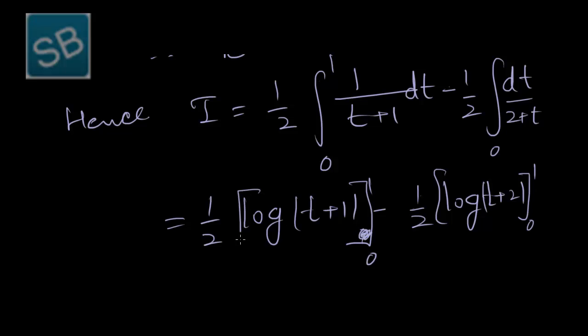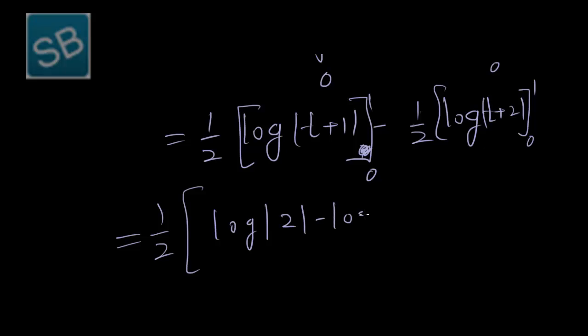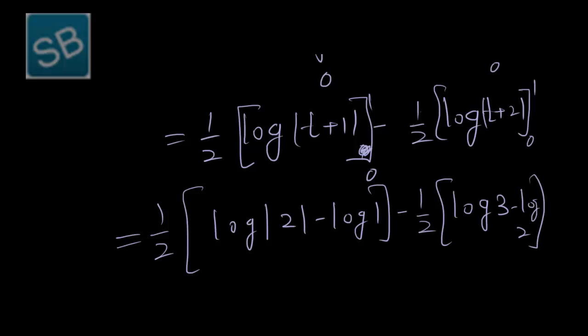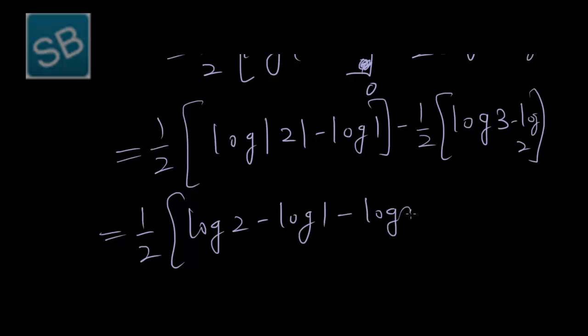This range applies to all the log function, not only for t plus 1. Half is common out, so it becomes half of log (t plus 1) over 2 minus log of 1, minus half is common, log of 3 minus log of 2. That is by the fundamental principle of integration. Half is common out, we get log 2 minus log 1 minus log 3 plus log 2.